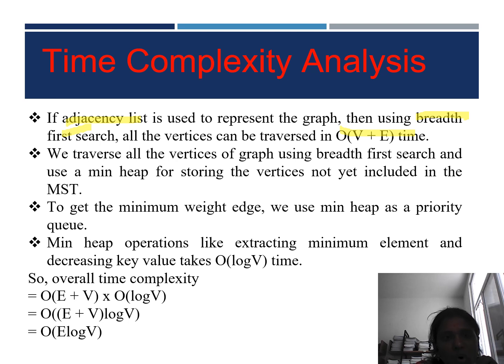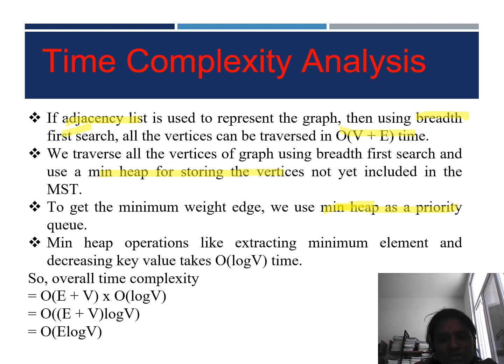We traverse all the vertices of the graph using BFS and use a min heap for sorting the vertices not yet included in the minimum spanning tree. So to get the minimum weight, we should use only a min heap as a priority queue. That is, here we should use only a min heap as a priority queue. We should not go with a max heap for Prim's algorithm.